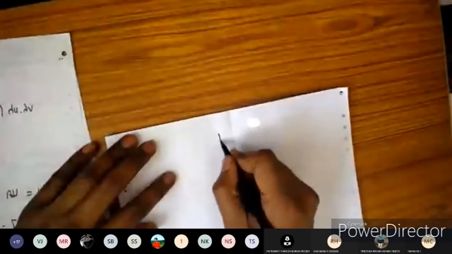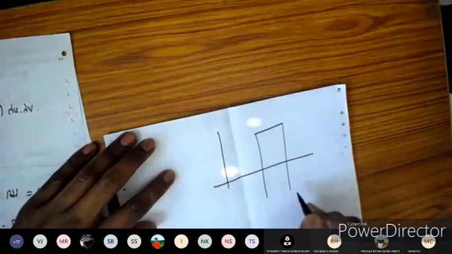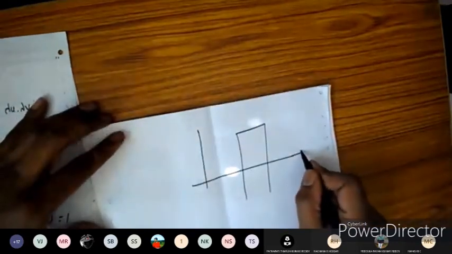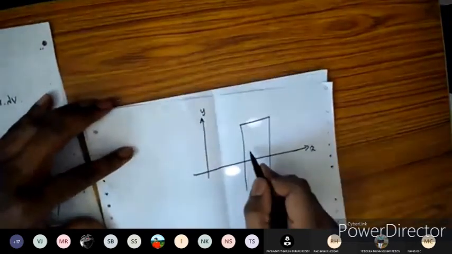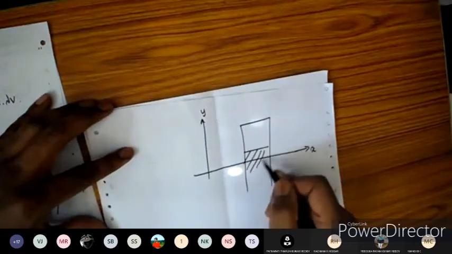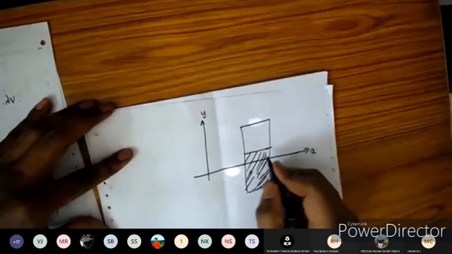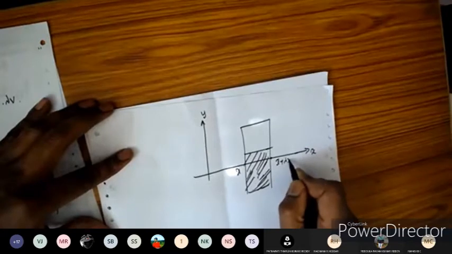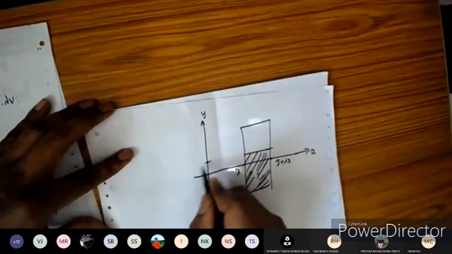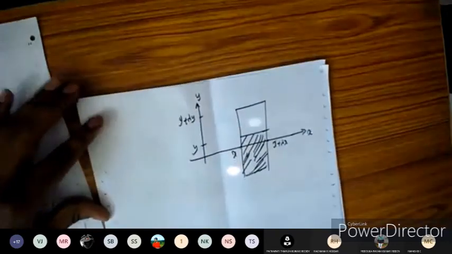Let us consider a certain area. Like this, I'm going to consider the x and y axes, and the CDF, the cumulative distribution function. Let me plot it here. This is the shaded region. This is x and this is x plus dx, and this is the random variable y, and this is y plus dy.